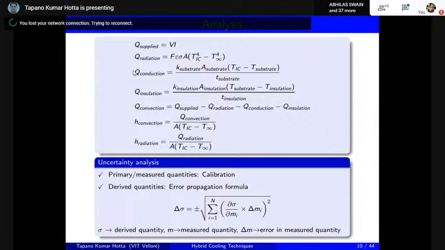By A into TIC minus, what? No, T infinite, where A is basically the area of the chip to the ambient. With this, you can find out this what? No, the contribution of convection. So why is this extremely important here?